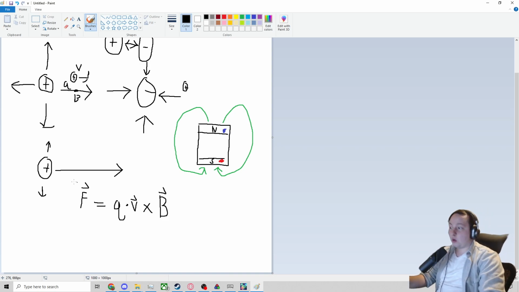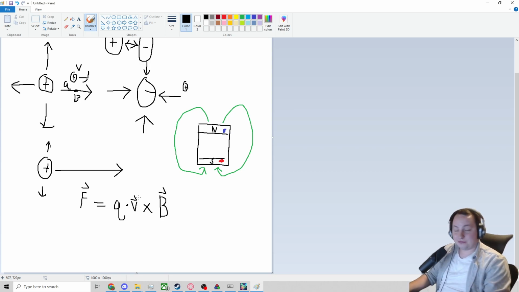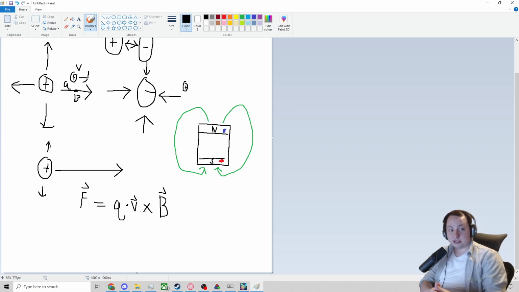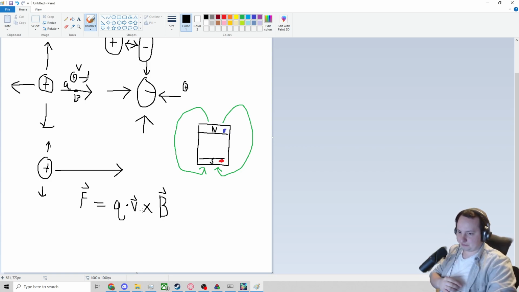Now, you may be asking, what are these little hats I put on? Those are vectors. They denote direction. The only thing important for the discussion is that Q V cross B will give you a force perpendicular to the magnetic field and the velocity. That's it.